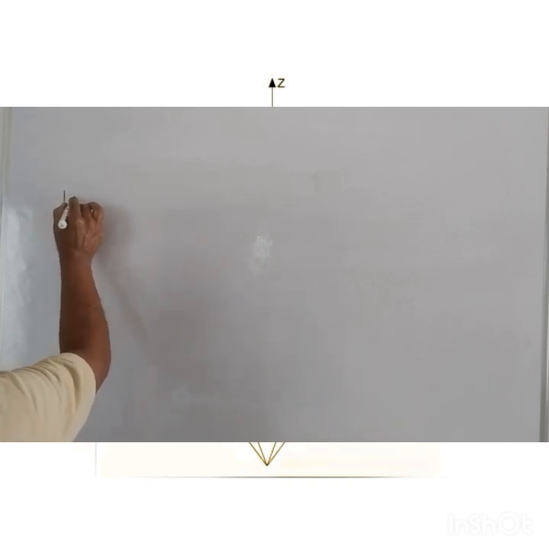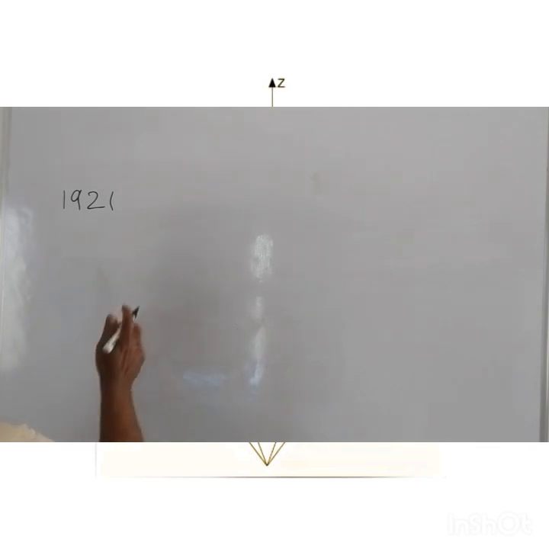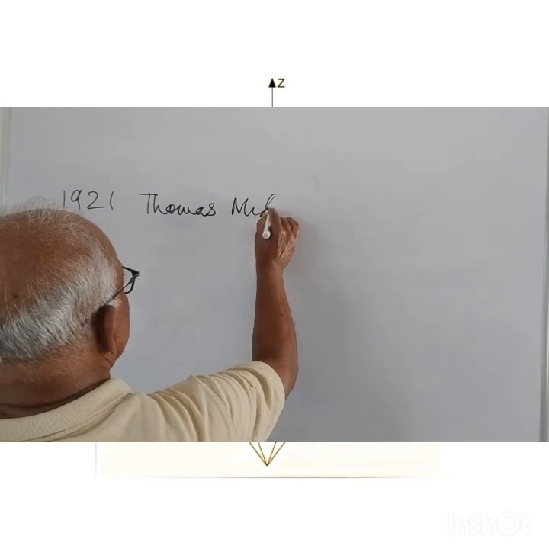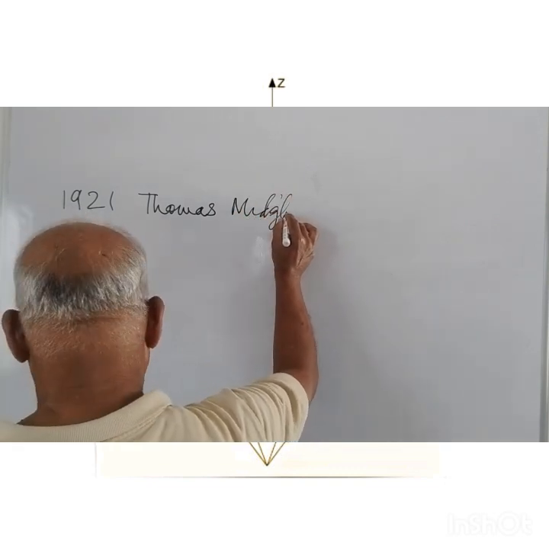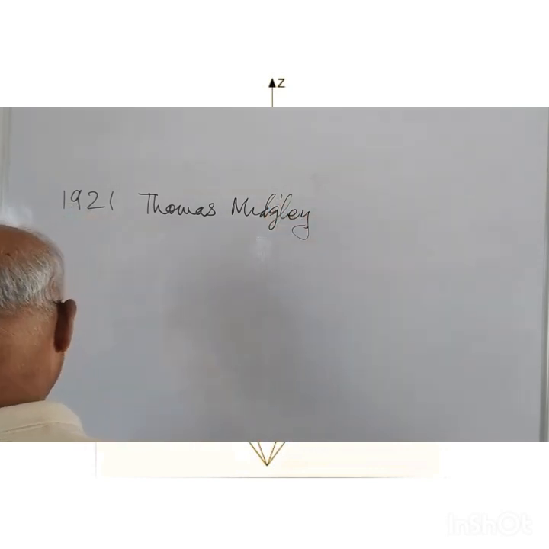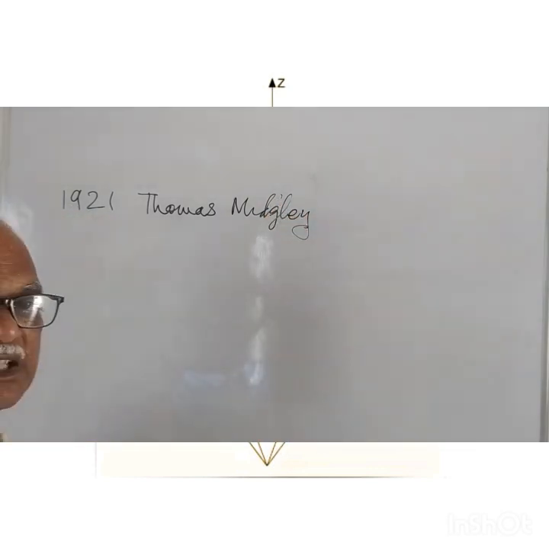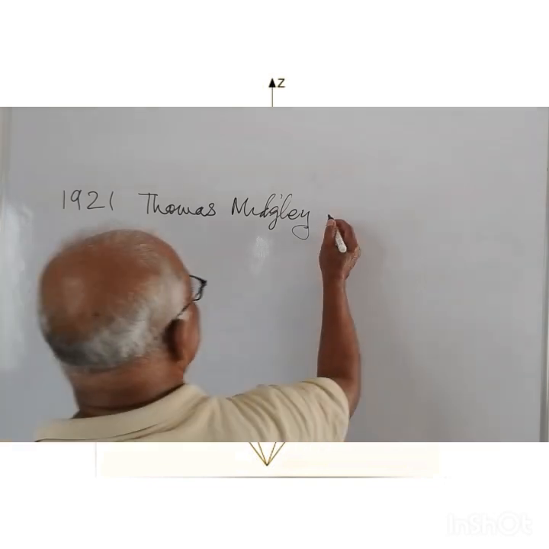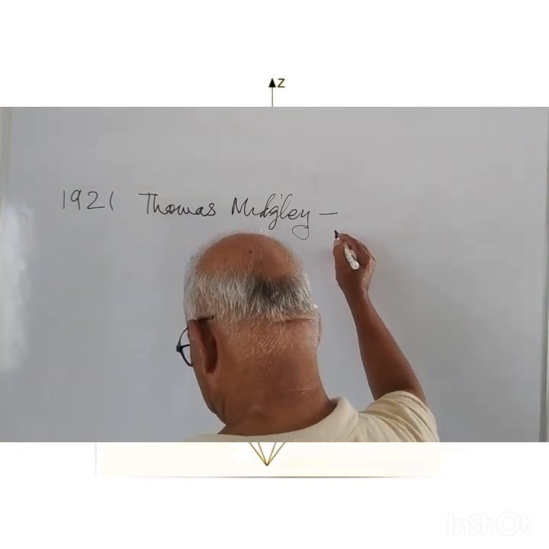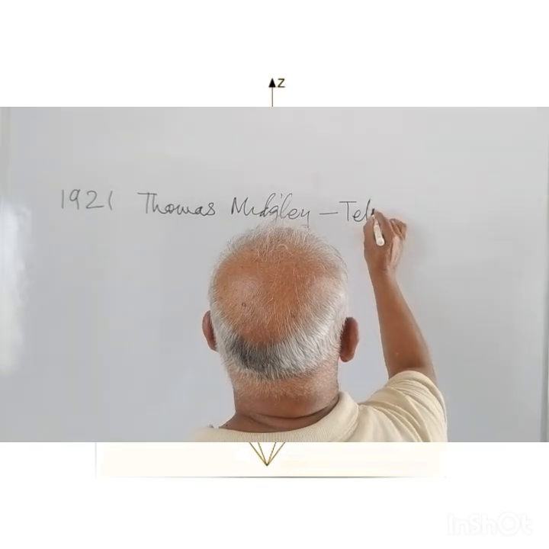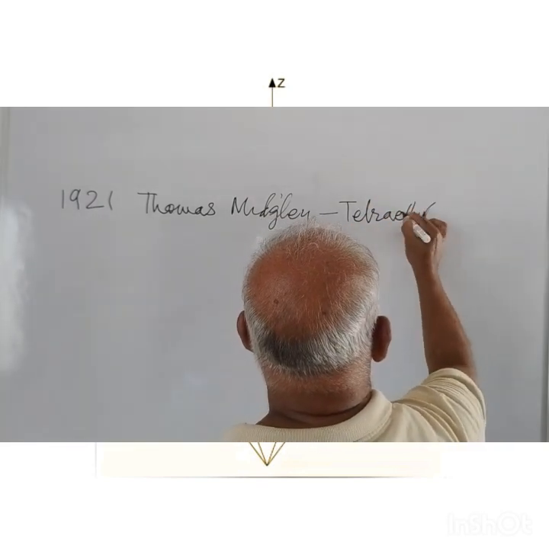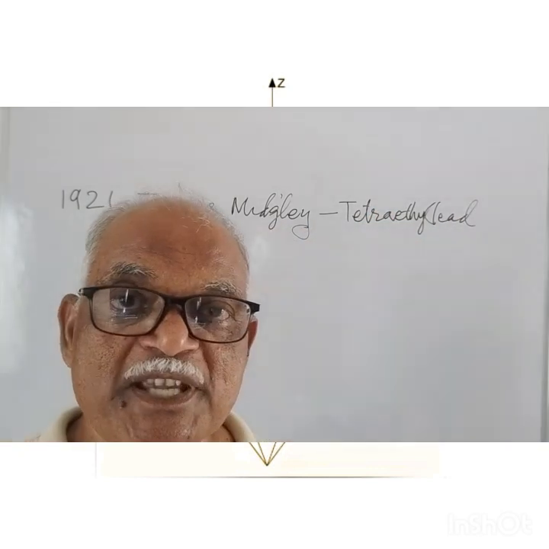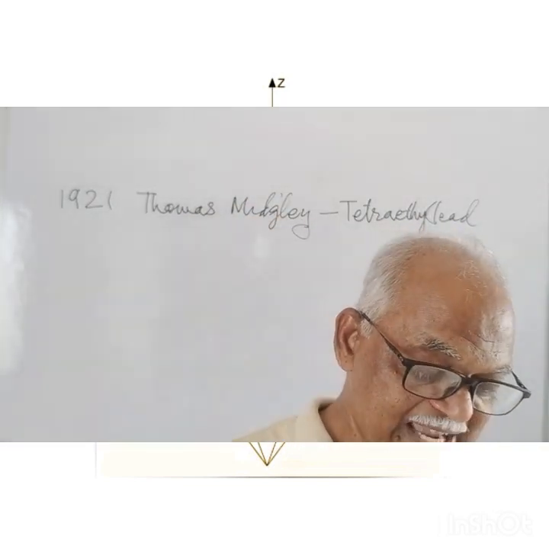Recorded in 1921, Thomas Midgley, working for General Motors, introduced the use of tetraethyl lead as an anti-knocking agent in the combustion of gasoline.